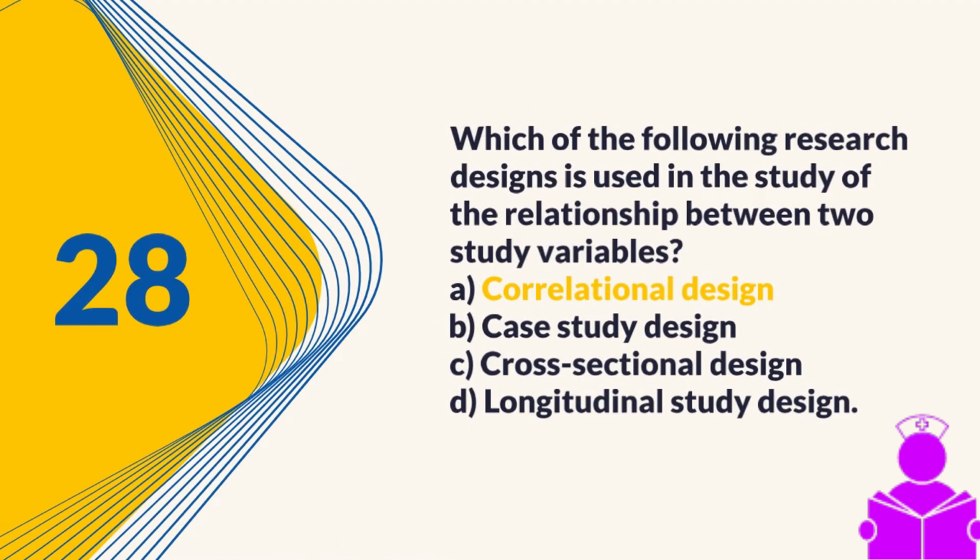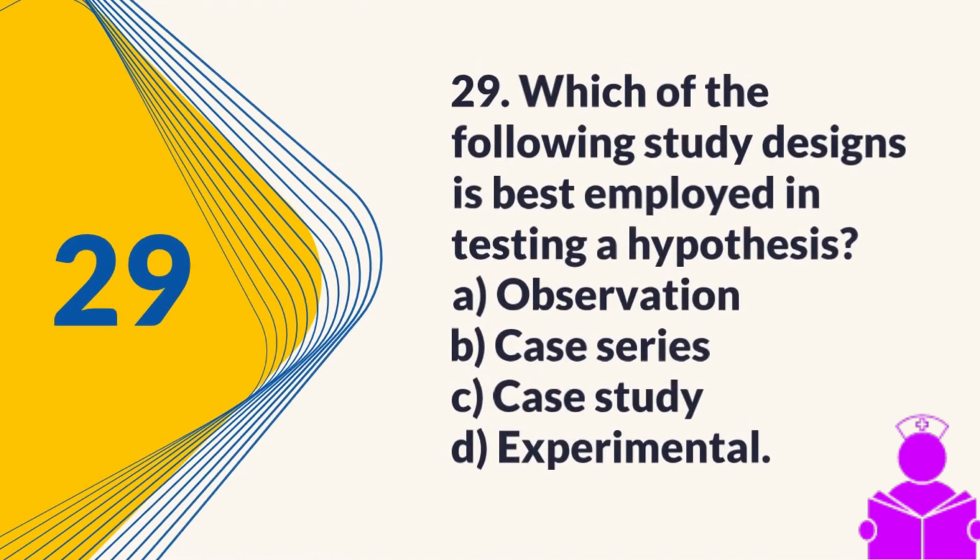Answer: A. Correlational design. Correlational design is used to examine the relationship between two or more variables without manipulating them. It measures the degree of association between variables, such as the strength and direction of the relationship. Options B, C, and D are different research designs used for various purposes but do not specifically focus on studying relationships between variables.